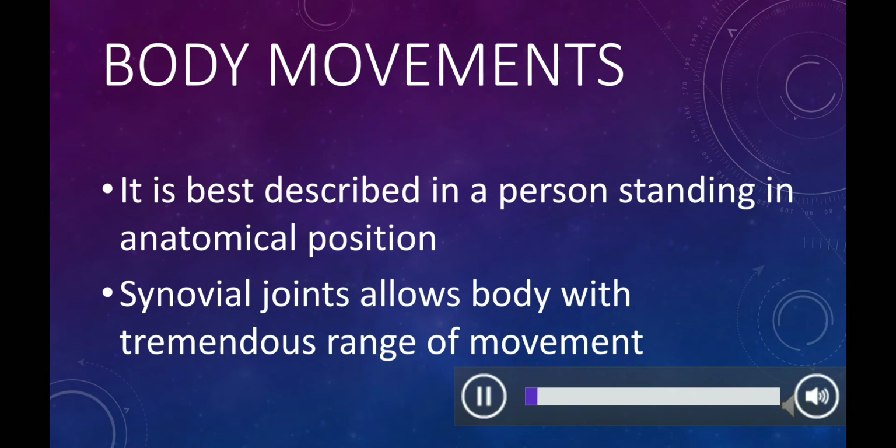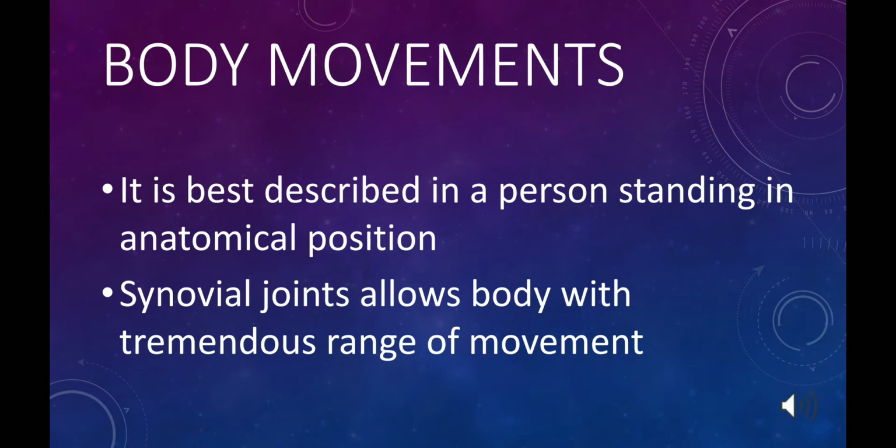So body movements can be best explained when a person is standing in the anatomical position. So what is anatomical position? We have already discussed that when the body is in upright position with upper limbs to the side of the body and palms facing forward, that is the anatomical position, and body movements can be best explained when a person is standing in this position. We have also learned that a synovial joint is a joint that gives maximum movement to the body. That is, it has a wide range of movements.